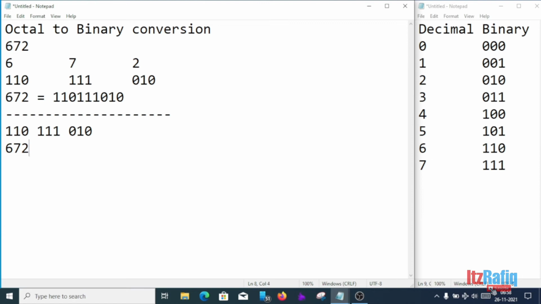Now how will we convert an octal number into hexadecimal? Suppose we have this number only and we have to convert it into hexadecimal. While we convert an octal number into binary, we keep the number in 3 digits. In hexa we have to write in 4 digits. Let's learn it later.